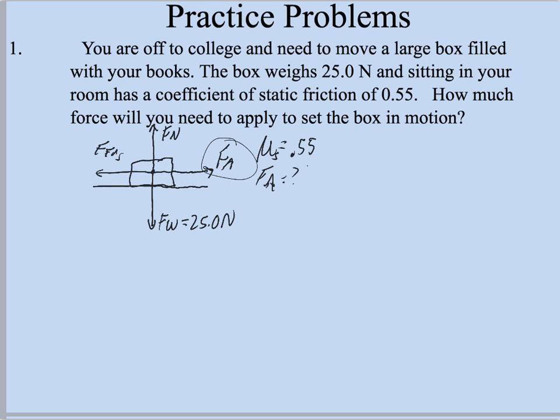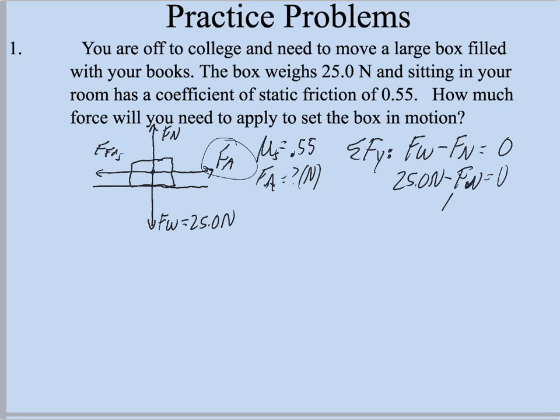So let's sum along the y first. The sum of the forces along the y. Well, FW is along the y, and if I subtract the normal force from that, I'm going to end up with 0 because this box is in equilibrium. FW was already given. It was 25.0 newtons. Normal force is going to be 25. Simple math tells us that we can subtract the 25 to the other side and figure out that the normal force is 25.